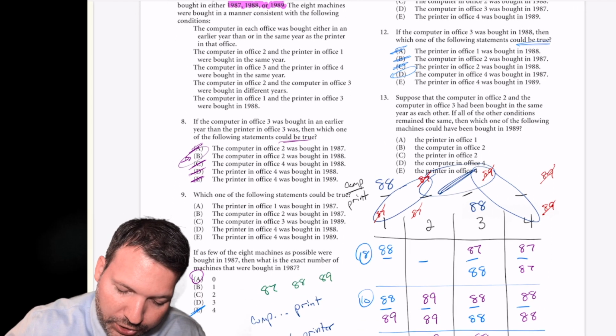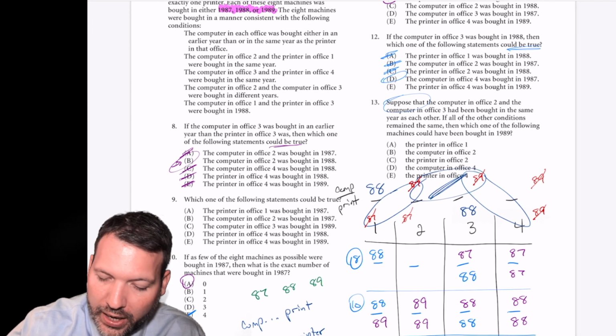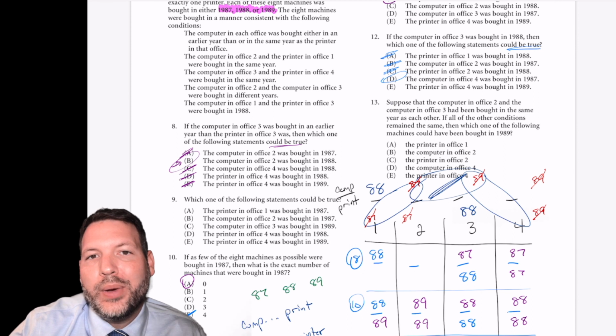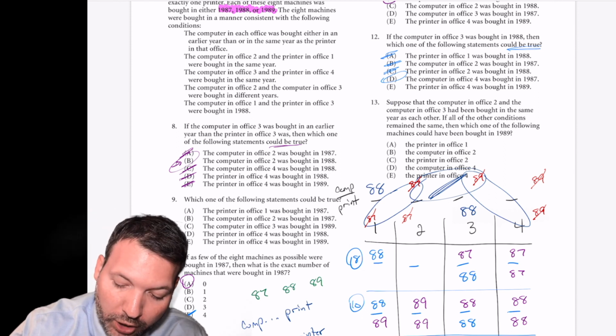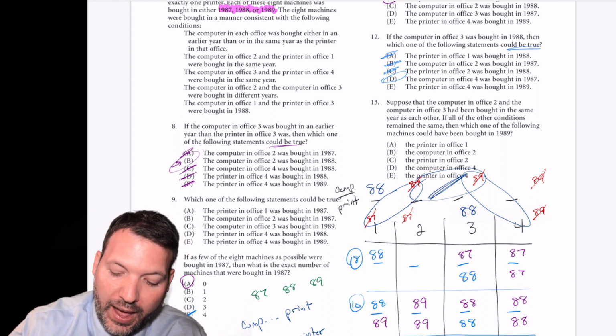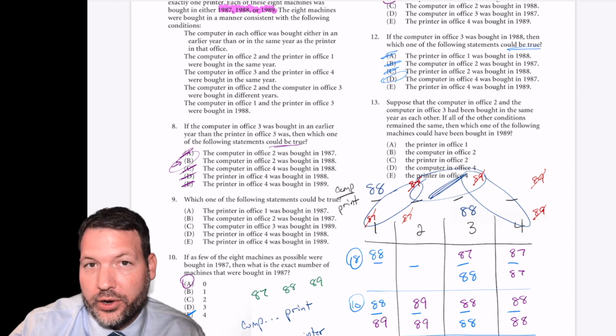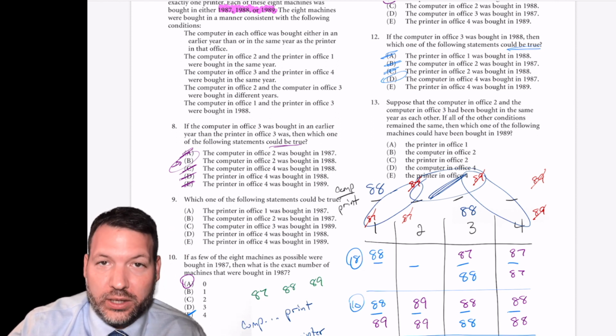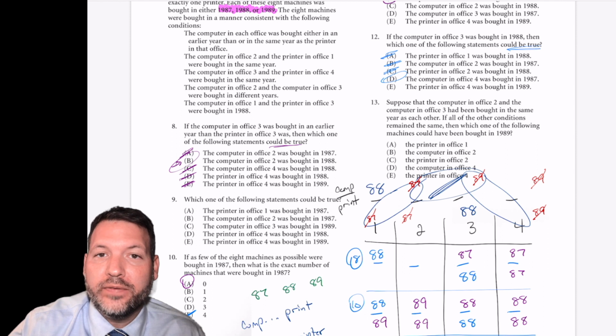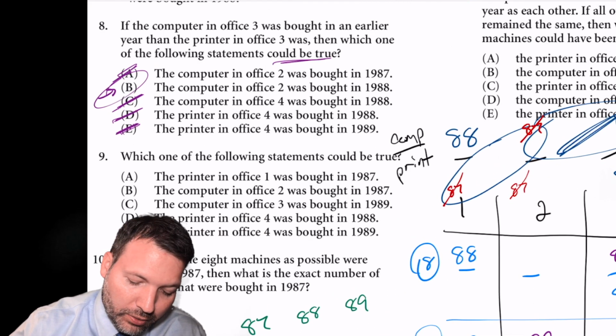All right, just two more questions now. Now, 13 you might think kind of looks specific, but as you read it, suppose that the computer in Office 2 and the computer in Office 3 had been bought in the same year as each other. This is actually changing the conditions for the game. And so if at all possible, we want to save that for the very end. Let's go ahead and do our general question next.